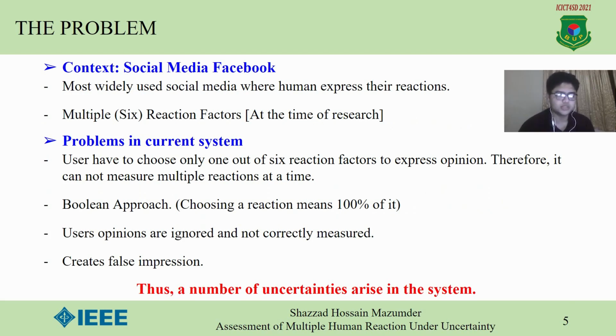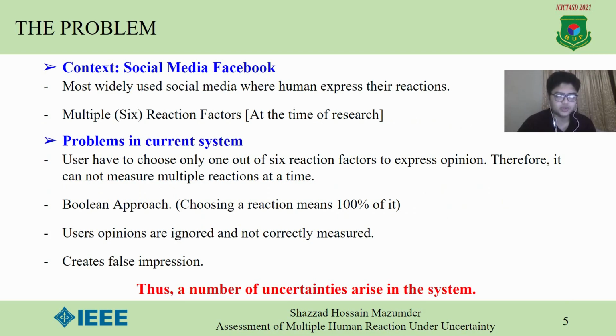Okay, now let's see what problems exist in the current system of the Facebook. So Facebook provides its user a system to choose only one out of the 6 reaction factors to express their opinion to any post. So the system fails to measure multiple reaction at the same time. Again, we can see that choosing any one of the reaction factor means that the user is feeling 100% of the emotion. So the system becomes a Boolean approach.